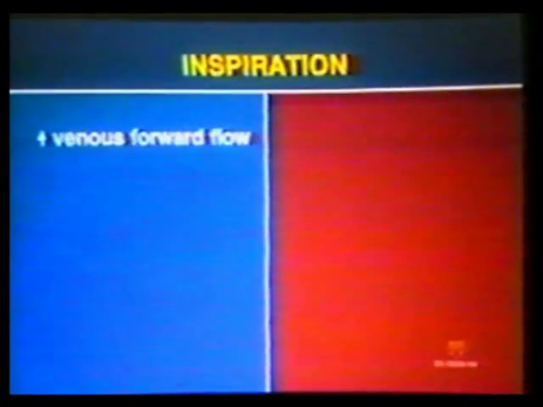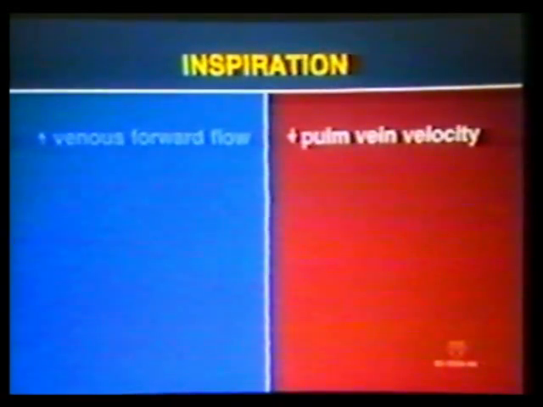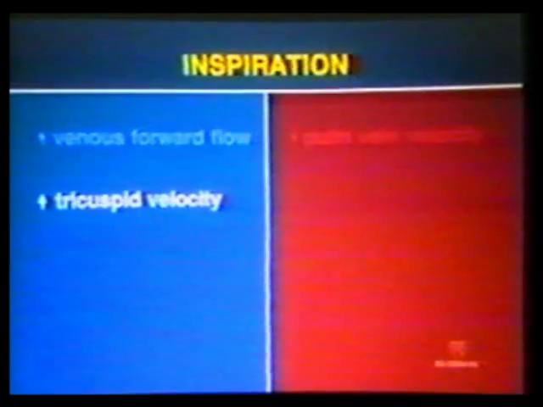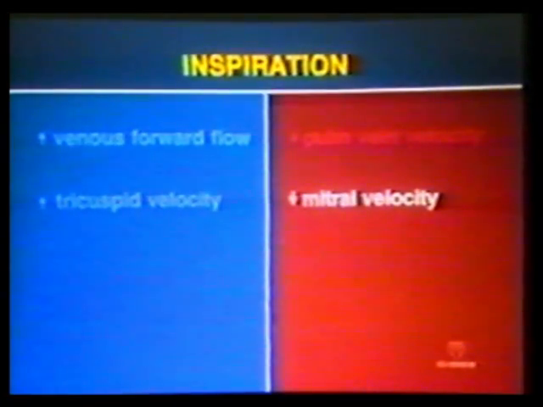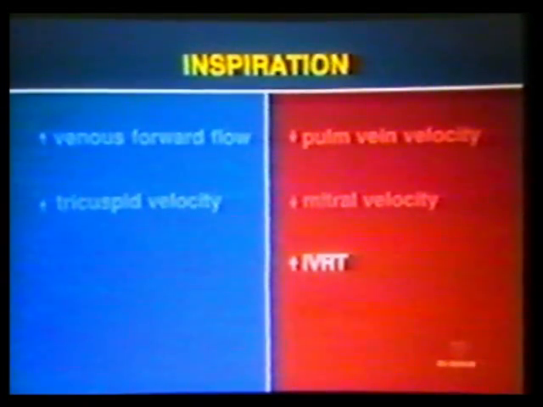To summarize the pulsed wave Doppler changes that occur in patients with cardiac tamponade, with inspiration, there is an increase in the forward flow velocity in the hepatic vein and a decrease in the pulmonary vein velocity. Inspiration also results in increase in the tricuspid velocity, especially an increase in the E velocity, while the mitral velocity decreases with inspiration. The reduced diastolic filling gradient on the left side means that mitral opening will be delayed, and hence the IVRT increases with inspiration.